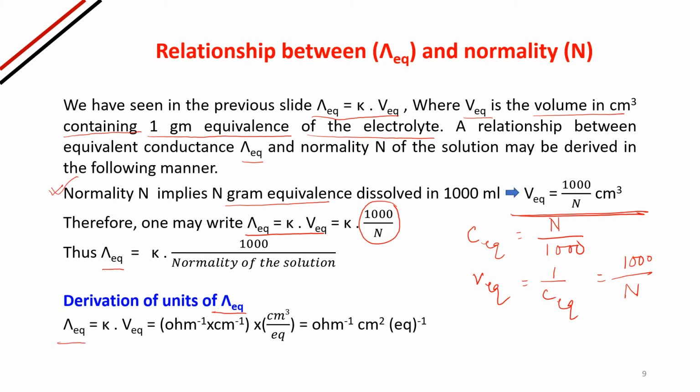So, derivation of the unit of lambda equivalence. Lambda equivalence is equal to kappa into V equivalence. Now kappa is equal to ohm minus 1 centimeter minus 1, that we have already seen. V equivalence means centimeter cube by equivalence. From here we are getting ohm minus 1 centimeter square equivalence minus 1. Please remember this, children.